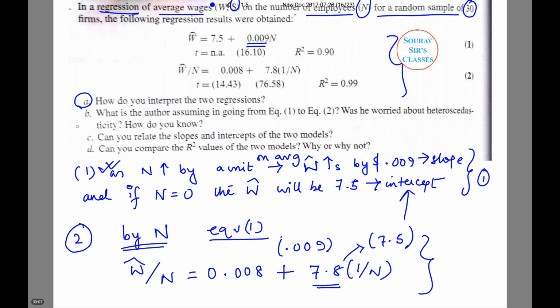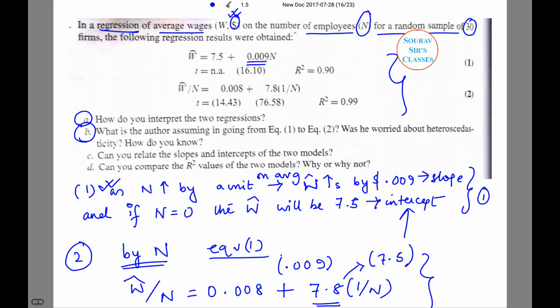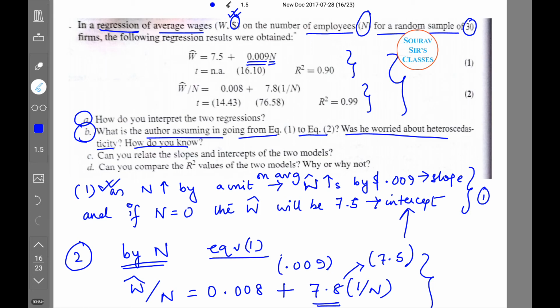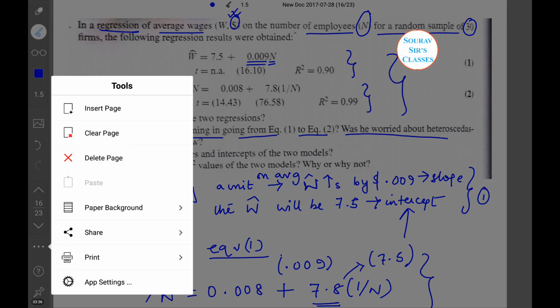Now, next we move on to part B. So, the question is, what is the author assuming in going from equation 1 to equation 2? So, in equation 1, we have this, and in equation 2, you divide the entire thing by N. Was he worried about heteroscedasticity? How do you know? So, let's answer this. So, I'll have to insert a page.